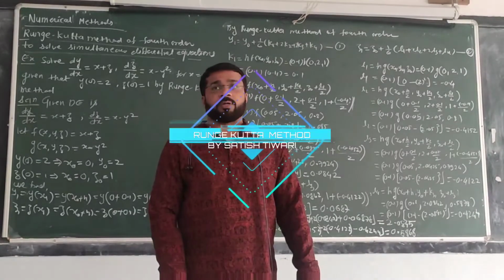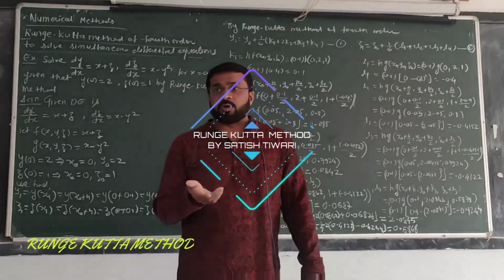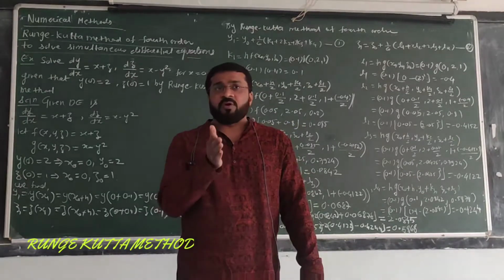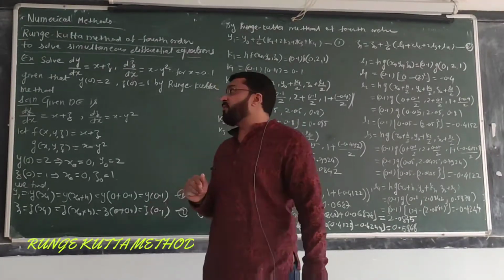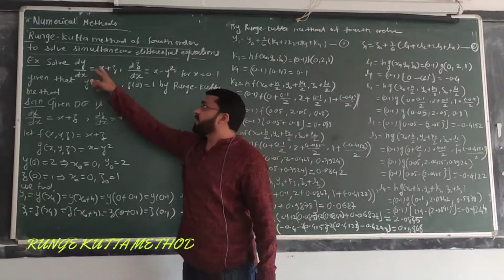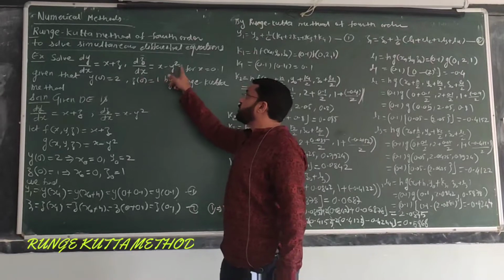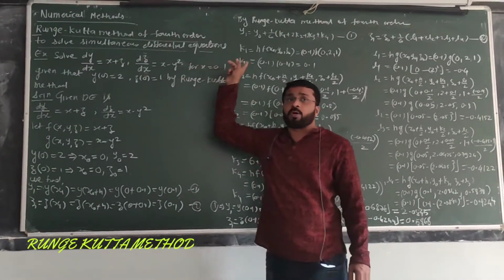Let us see the example now today on Runge Kutta method of fourth order, and that will be used to solve the simultaneous differential equation of first order and first degree. So we have an example here that is solve dy by dx equals to x plus z, dz by dx equals to x minus y square for x equals to 0.1.